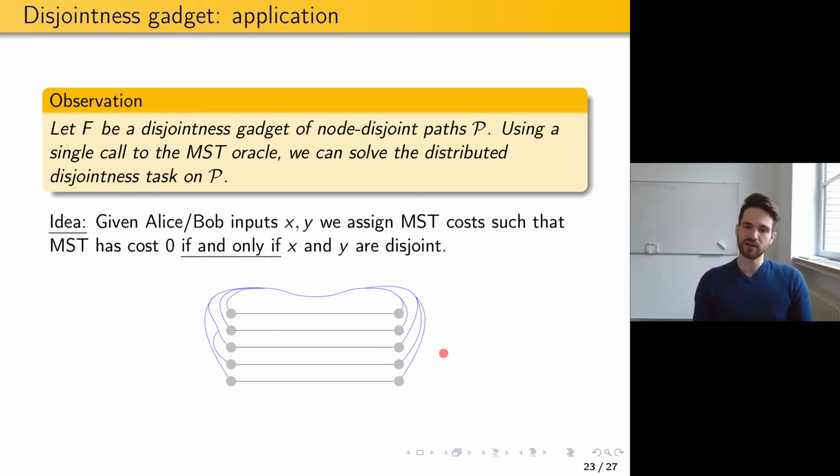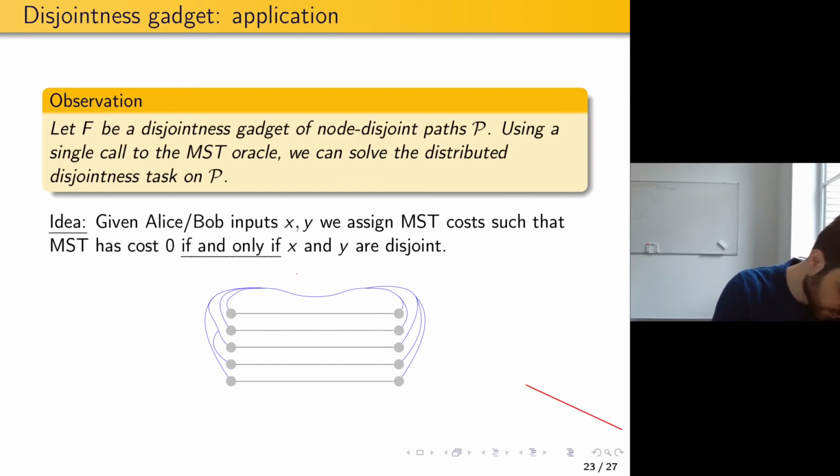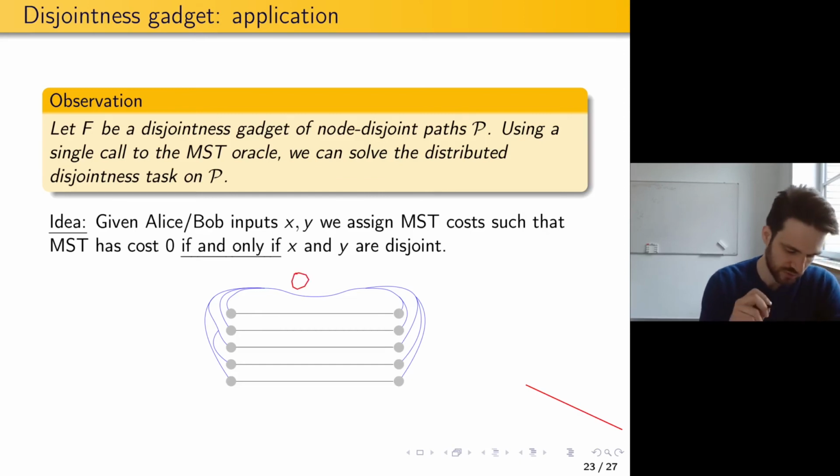Assume you want to solve the distributed disjointness task. So Alice and Bob get inputs X and Y. I'm going to tell you how to assign the minimum spanning tree costs such that when you call the minimum spanning tree oracle, you get a cost of 0 if and only if X and Y are disjoint. Alright, so that's what we're trying to do. First off, to all the edges in F, so all the blue edges, you are going to assign a cost of 0.